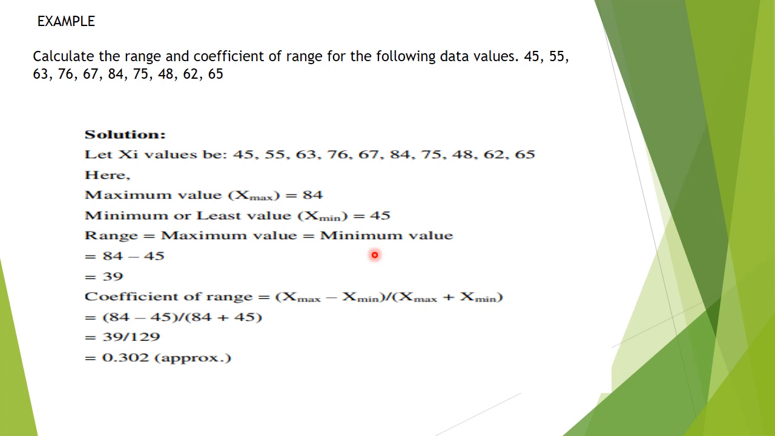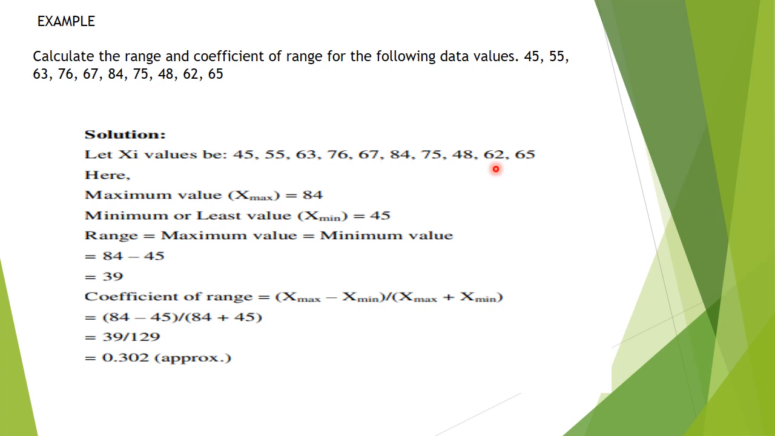First example: calculate the range and coefficient of range for the following data values, that is 45, 55, 63, 76, 67, 84, 75, 48, 62, 65. First of all, we will write down all the values. Then we find the maximum value in the observations, that is 84. Minimum is 45. Range is equal to maximum value minus minimum value, that is 39.